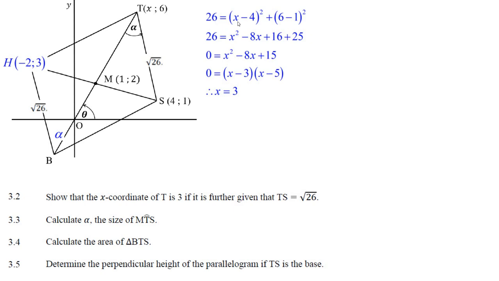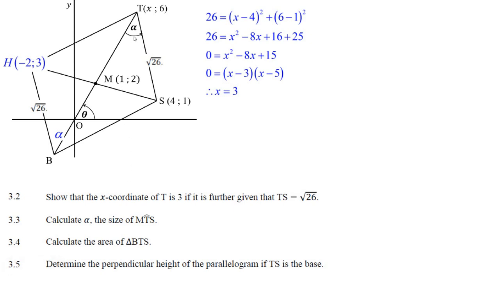I get 26 is x minus 4 squared plus 6 minus 1 squared. Then you just multiply this out, x squared minus 8x plus 16. And then you take away 26 from both sides, and you get 15 here. Then you factor it, and you get two possibilities. And x equals 3 is the one that makes sense because it's a little bit to the left. That's what I figure. So therefore, x equals 3.